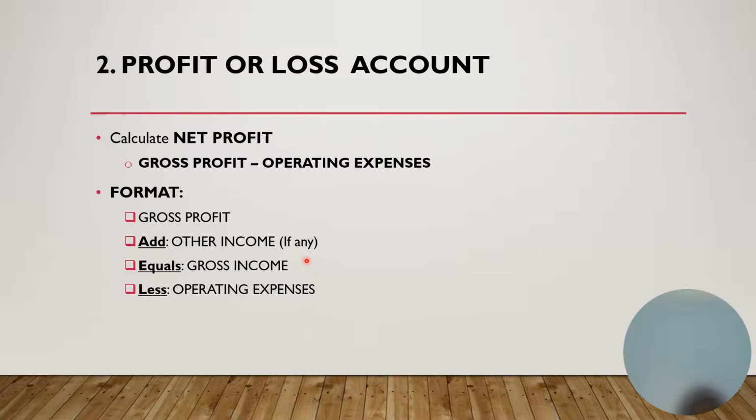Okay, sometimes they don't give you other income. It doesn't mean you are wrong. We are just going to say gross profit less operating expenses. Sometimes you have other income. You say gross profit plus other income, and then that gives you gross income, and then you minus your operating expenses so that you can get your net profit. That's the structure. You have to know it. Alright, let's go to the next slide.